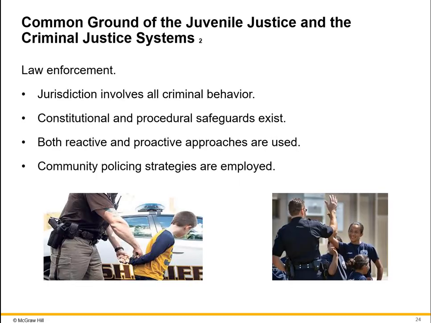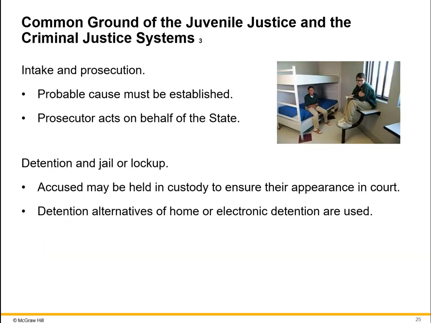Law enforcement deals with juveniles and adults and spends much of its time on juvenile justice issues. The majority of this involves proactive approaches and community policing strategies, but occasionally, law enforcement does need to take juveniles into custody for their criminal behavior. Probable cause must be established for juvenile or adult intake or prosecution. In both cases, the accused may be held in custody to ensure their appearance in court. Alternatives like the bail or bond process or electronic detention devices may be used.